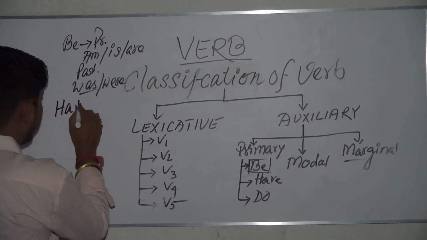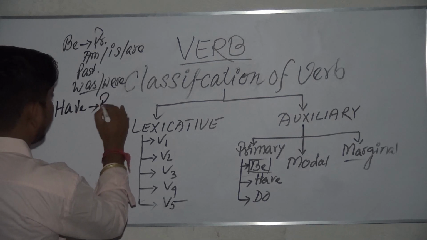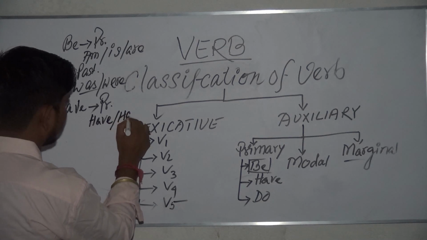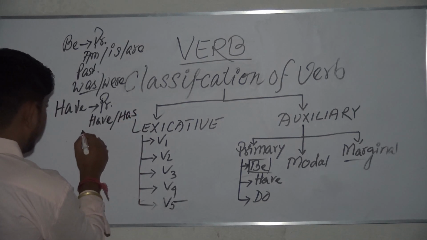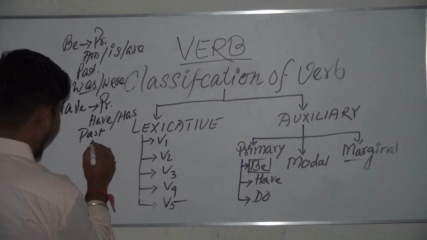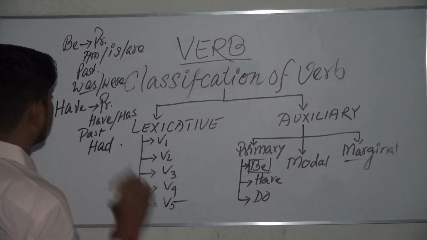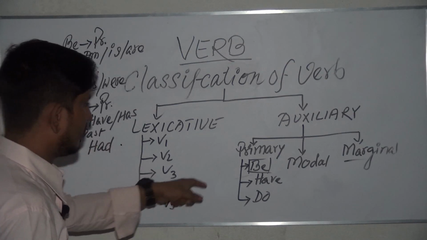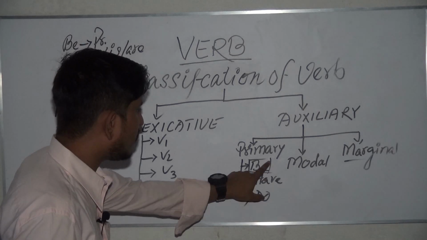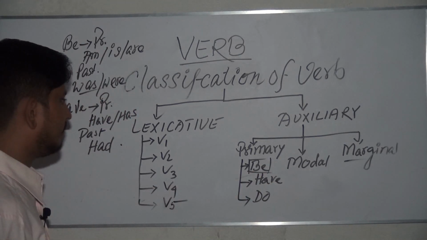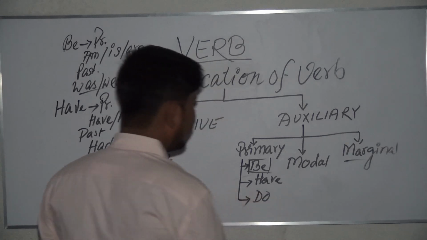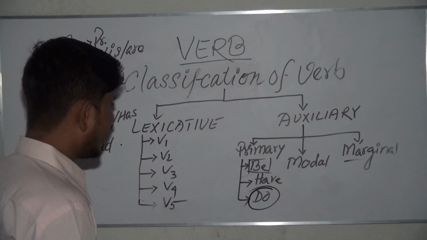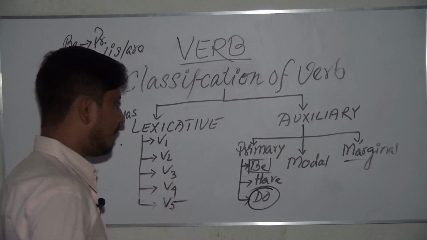Have verb. In present, have and has, and in past, had. So now we have completed the first 2 types of auxiliary verbs, that is the be verb and have verb. And what is do verb? You all know about do verb. That do verb is actually used in simple present and in simple past.